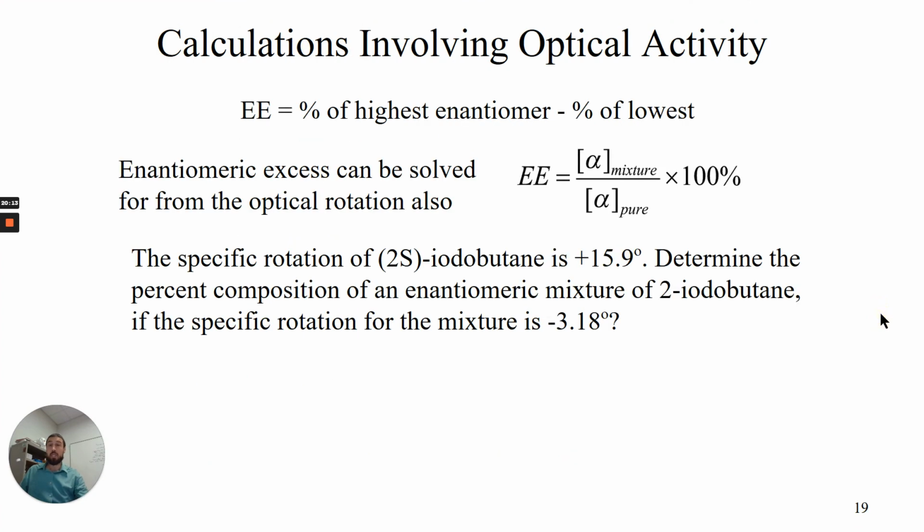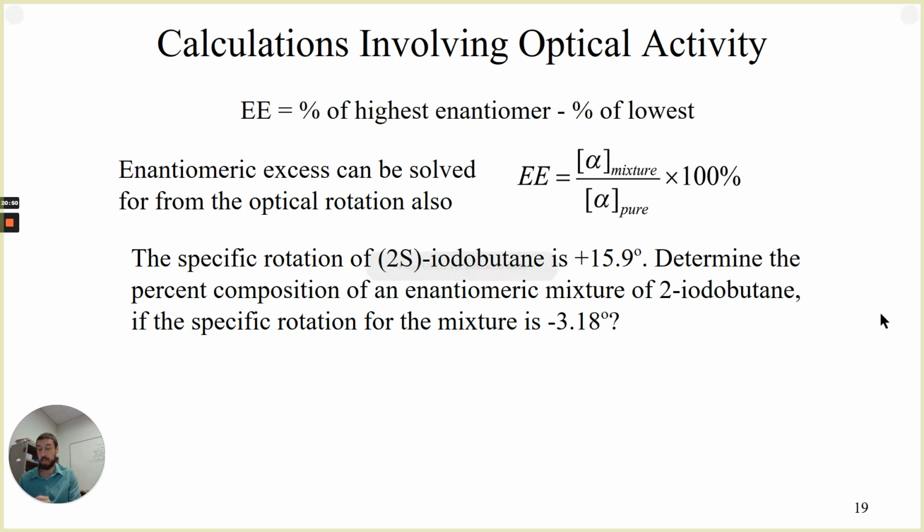Last part, we could go through and run a calculation. If you don't want to do the calculation, that's okay. I fully understand and appreciate that. I don't want to do it either, but for those people that are interested, we'll have to go through and do it. So specific rotation, (S)-2-iodobutane is plus 15.9. We want to know the percent composition of an enantiomeric mixture of 2-iodobutane. So I have a mixture. The rotation of that mixture is negative 3.18. So how would I go through and do this?